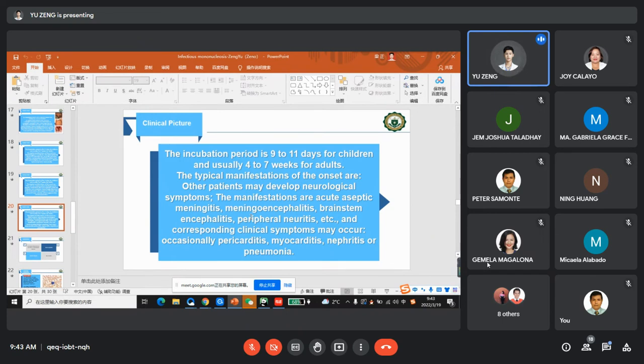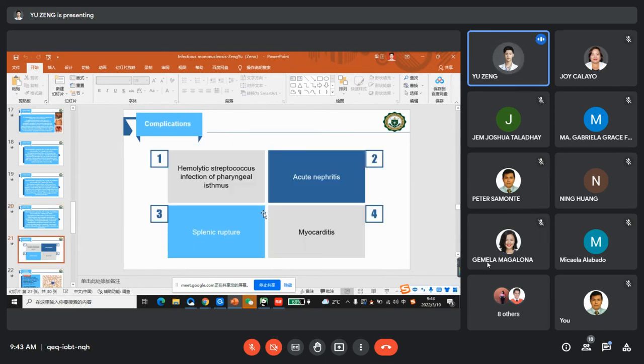Occasionally, pericarditis, myocarditis, nephritis, or pneumonia. There are mainly 4 complications of infectious mononucleosis, namely number 1, hemolytic streptococcus infection of the pharyngeal isthmus, number 2, acute nephritis, number 3, splenic rupture, and number 4, myocarditis.